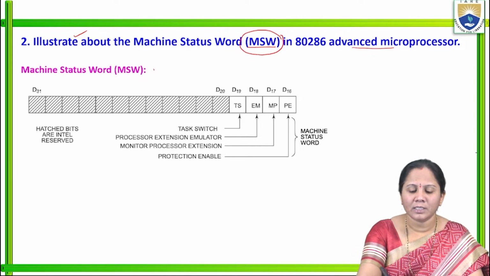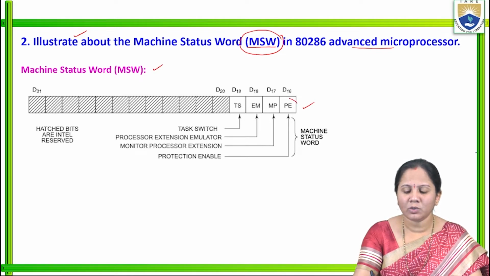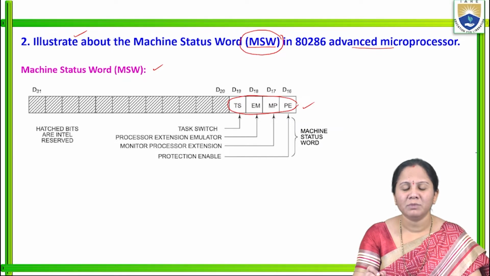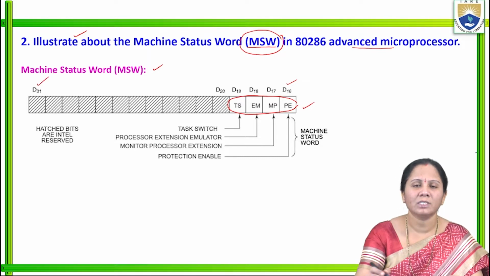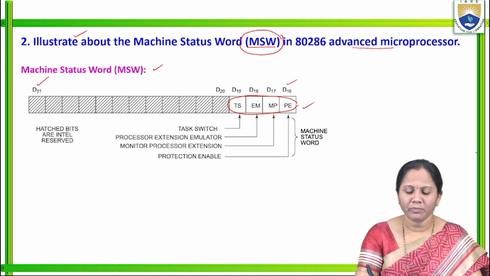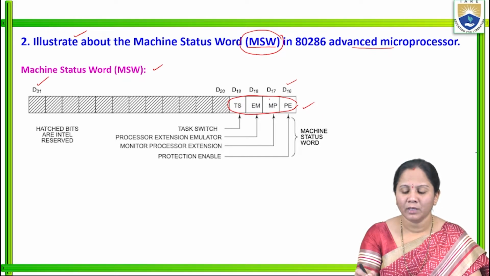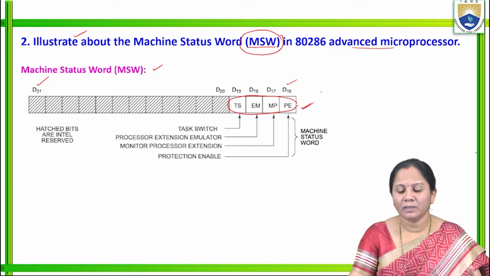So here this is the machine status word format, and all these are the 4 important bits that are present in this machine status word. It is a 16-bit register, so you will have the bits from D16 to D7. But here only the 4 bits are used. And after drawing this format, we have to explain the importance of each bit.